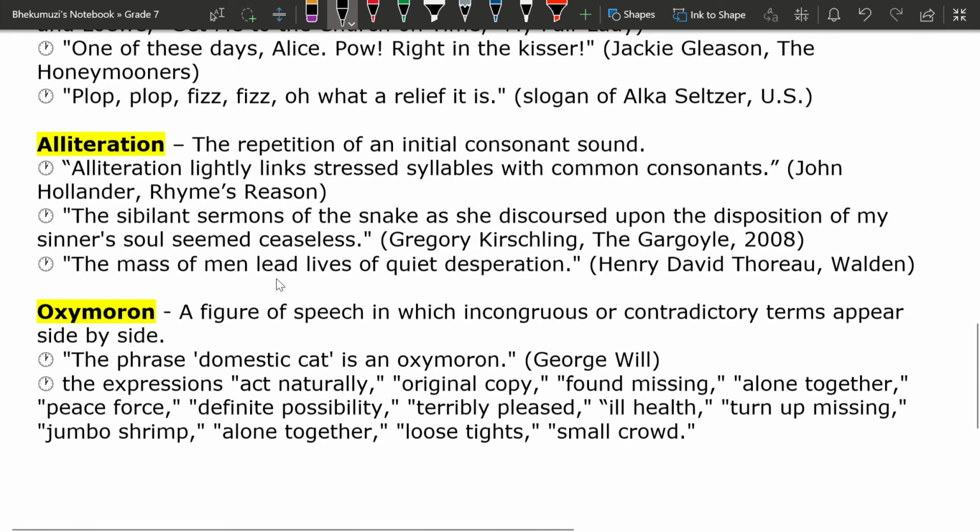And then we have alliteration, and this is the repetition of an initial consonant sound. Remember what a consonant is. So for instance, the example is alliteration lightly links. You see, alliteration lightly links. And what was the consonant here? It was the L, right? So it was the alliteration lightly links, you see, okay? And so that's the example for that one. And there are two others you can read on your own.